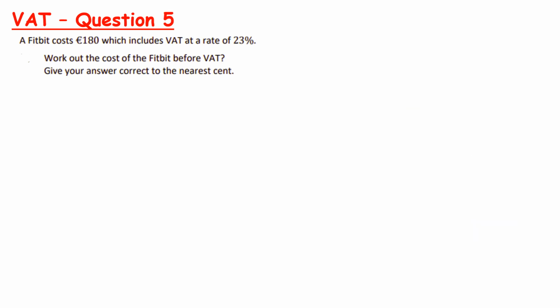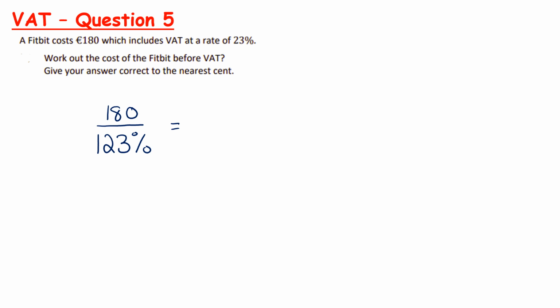So our last question is, a Fitbit costs €180, which includes VAT at the rate of 23%. Work out the cost of the Fitbit before VAT. Give your answer correct to the nearest cent. So again, I have 180. That includes the VAT. It's the bigger number, so to make it smaller, we're going to divide by 100 plus the 23%, so 123%.